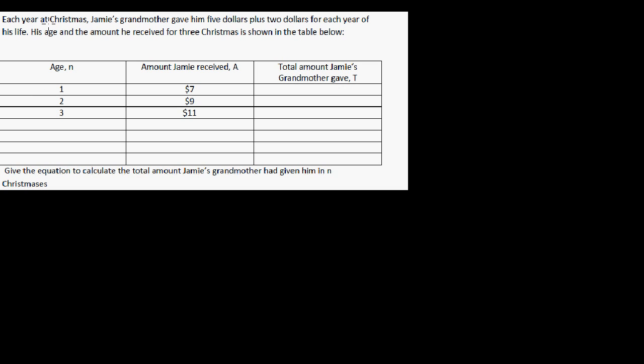Each year at Christmas, Jamie's grandmother gave him $5 plus $2 for each year of his age. So this is the table. In the first year, he got $7, which is 5 plus 2. The second year, he got 9. The third year, he got 11. So in the fourth year, if this is increasing by 2, he would have got 13. For the fifth year, he would have got 15, and so on.